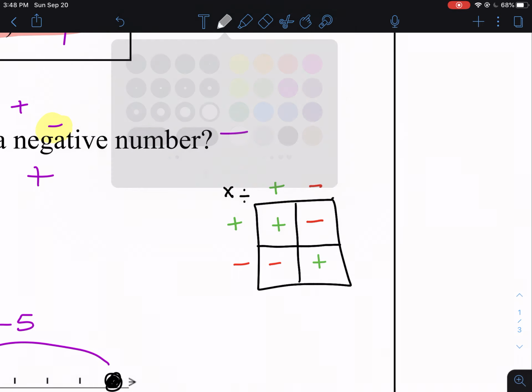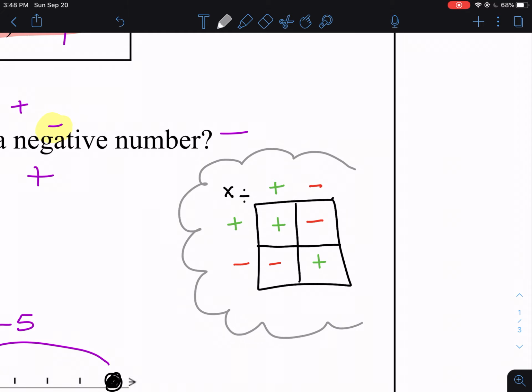So here you go. Here's our key idea of the day. Know it, love it, memorize it. It looks like Christmas, so it must be good.